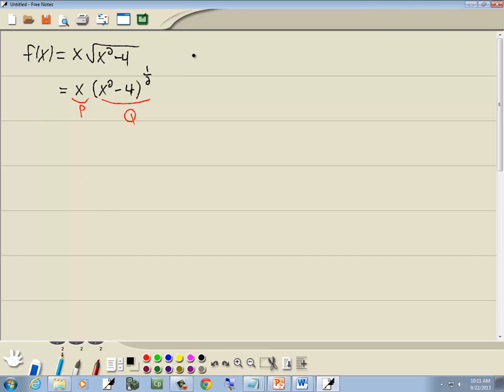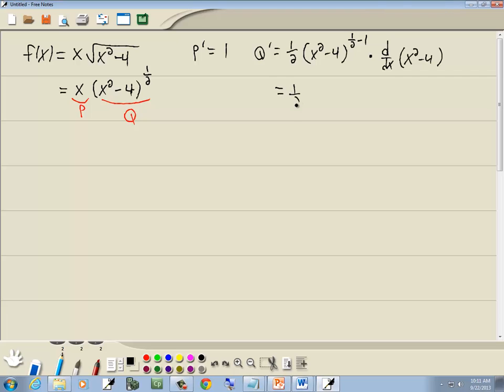Now we need p prime. Derivative of x is 1. And we need q prime. This is a chain rule, specifically a general power rule. We got parentheses to a power. You take your power, put it out in front. What's inside your parentheses remains as is. Lower your power by 1. So that's 1/2 minus 1. And then you multiply it times the derivative of what's inside the parentheses.